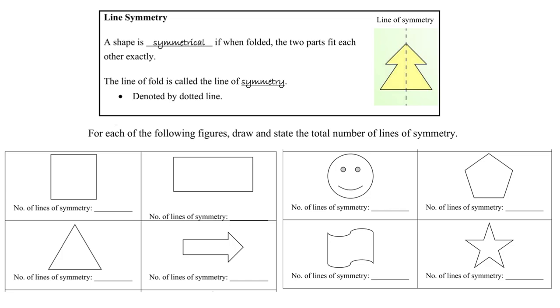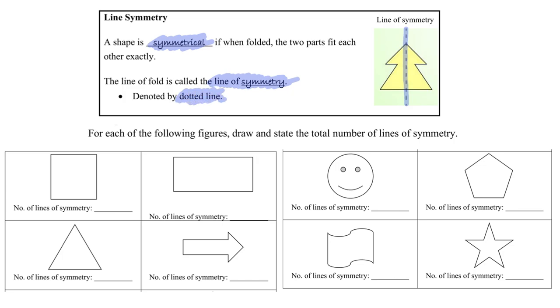So, a line symmetry occurs when there is a shape that is symmetrical, when it is folded and the two parts fit each other exactly. And that particular line in the center, in this case this line, will be what we call a line of symmetry. And we usually denote it by a dotted line.